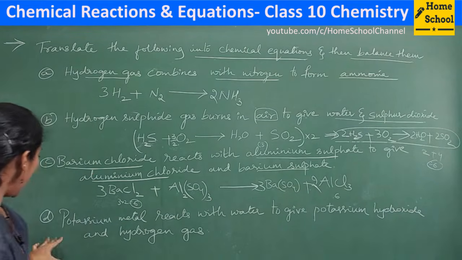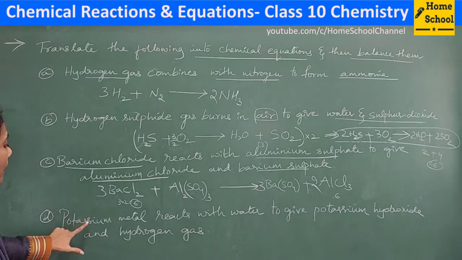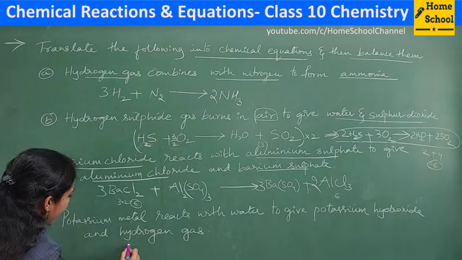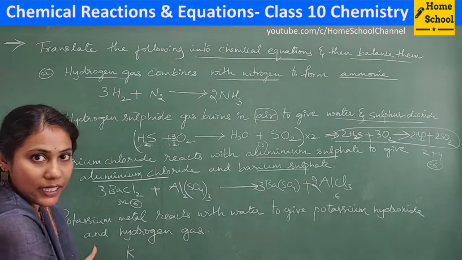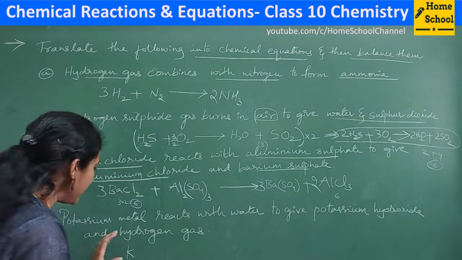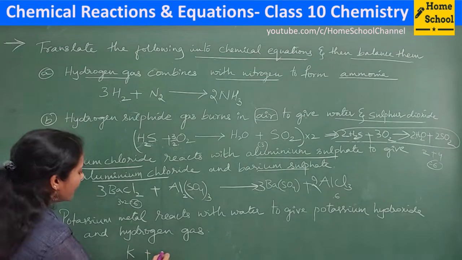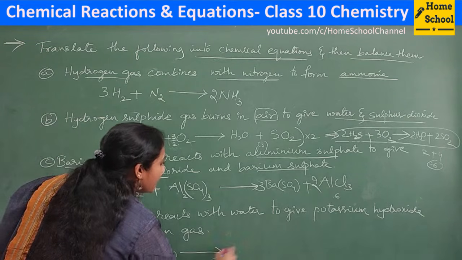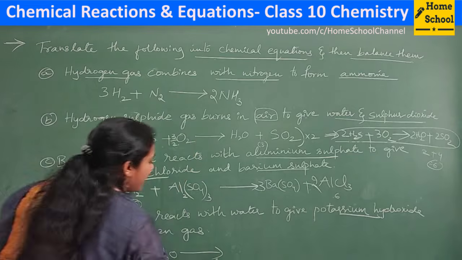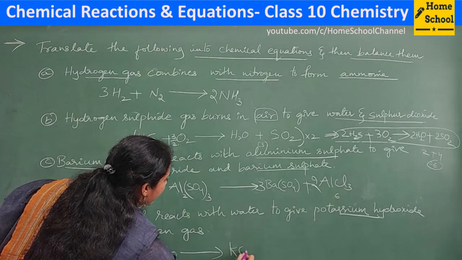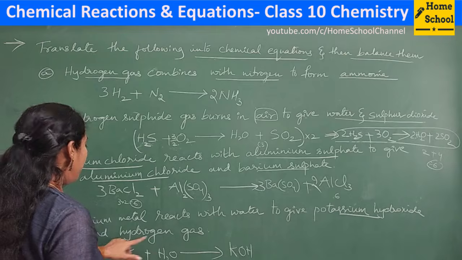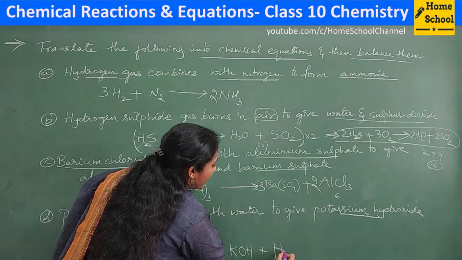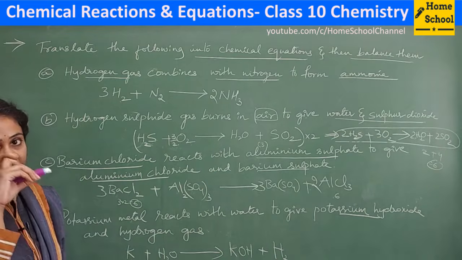Okay, and coming to the last and final question. Potassium metal reacts with water. So what are the reactants? Potassium metal. Potassium is single K. What is its symbol? Potassium symbol is K. Plus reacting with water. Water formula you all know, it is H2O. So it is giving what? Potassium hydroxide. What is the formula of potassium hydroxide? KOH. Plus hydrogen gas. Hydrogen gas means you will write it as H2. So this is the equation.